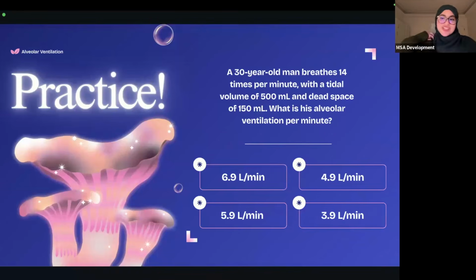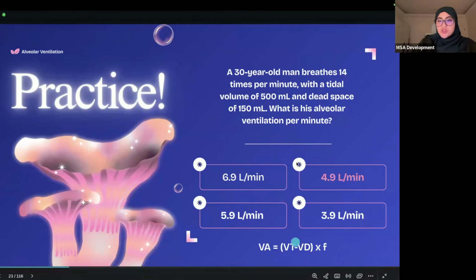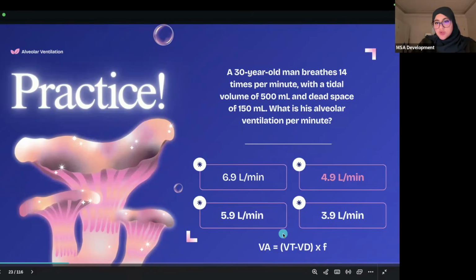Okay, question now. Let's practice. A 30-year-old man breathes 14 times per minute with a tidal volume of 500 milliliters and dead space of 150 milliliters. What is his alveolar ventilation? I'll give you a second to solve this. Okay, so the answer is 4.9. Why? As we said before, we can just plug in the values: 500 minus 150, and then times 14. That ends up with 4.9 liters.